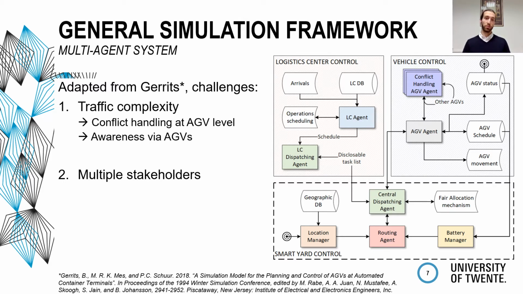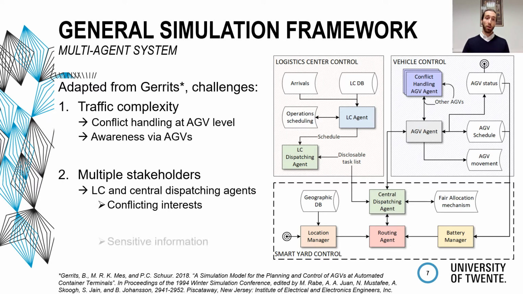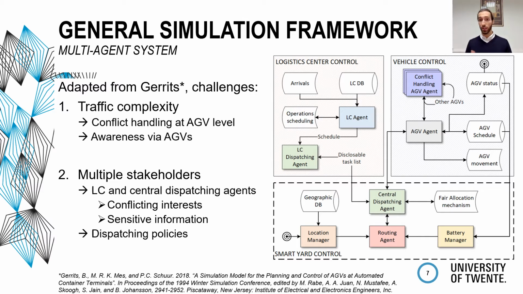And regarding multiple stakeholders, we split the dispatching agent at the logistics center and at the central smart yard control part in two, because we want the LC dispatching agent to represent the interests of each logistics center, but also to send the information in a more disclosable way and send it to a central system, which then doesn't share it with other companies, and this helps in keeping sensitive information safe.